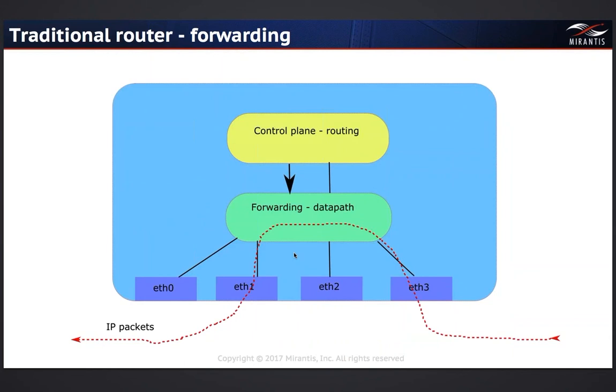So if there is a packet coming in on ETH3, it will look up its forwarding table based on the destination IP address contained in the packet's header, and in this example, that route points to the next hop on ETH1. So this is what packet forwarding looks like. And this process of routing and forwarding is independent on each router on the network.